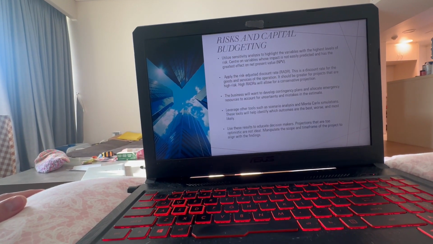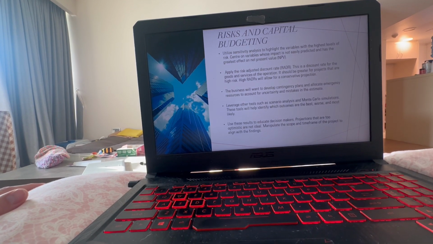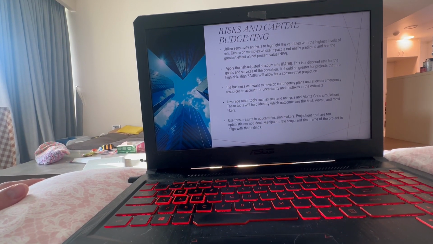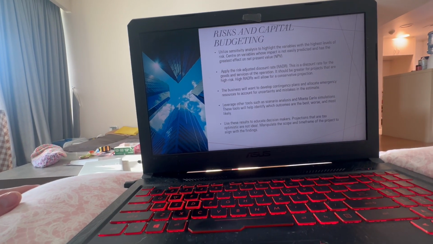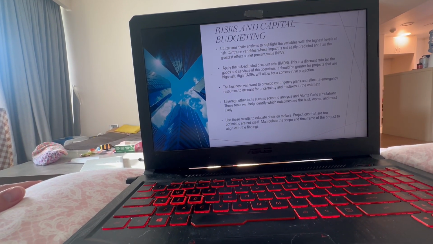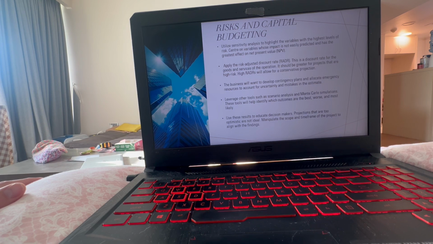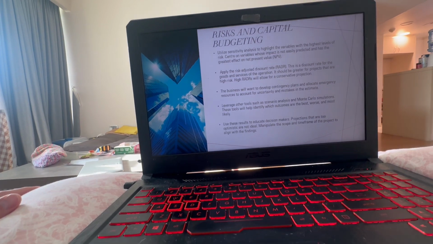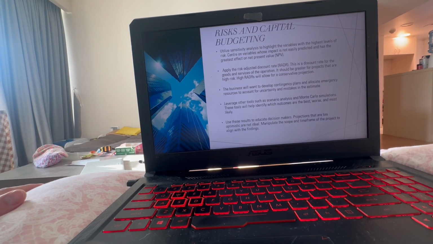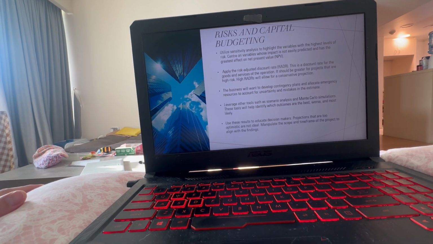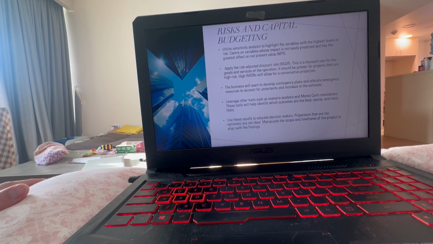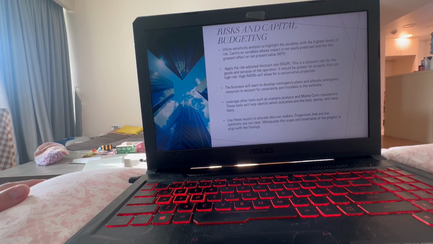Risk and capital budgeting. Utilize sensitivity analysis to highlight the variables with the highest levels of risk. Center on variables whose impact is not easily predicted and has the greatest effect on net present value. Apply the risk-adjusted discount rate. This is a discount rate for the goods and services of the operation. It should be greater for projects that have high risks.